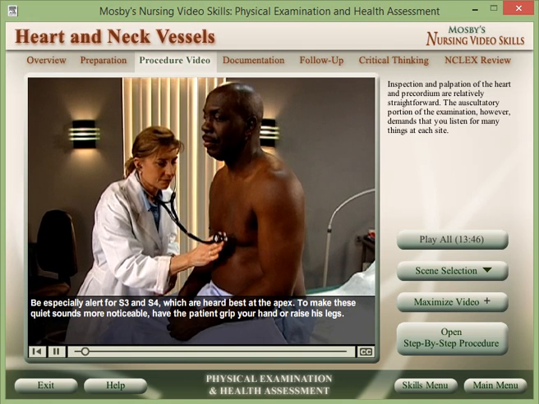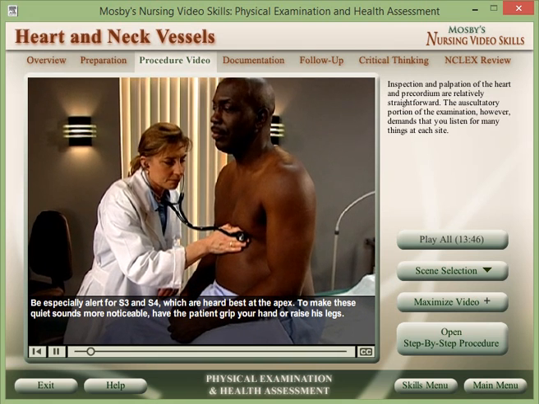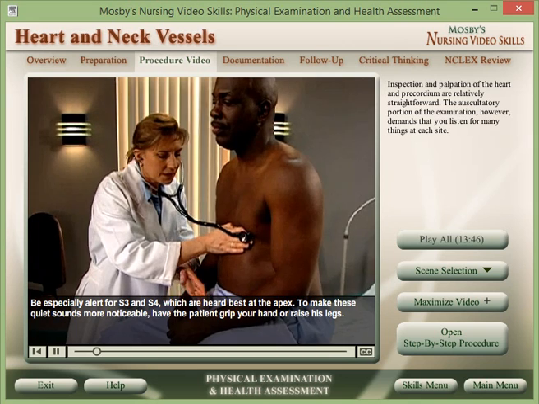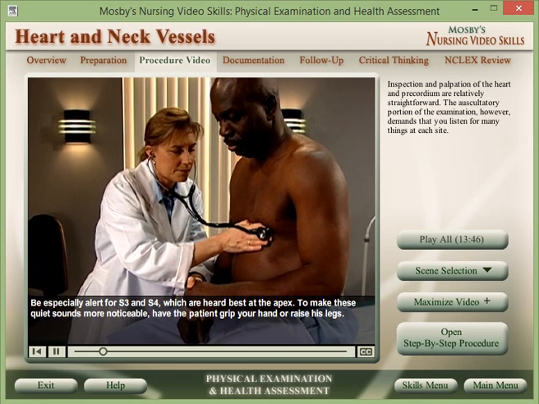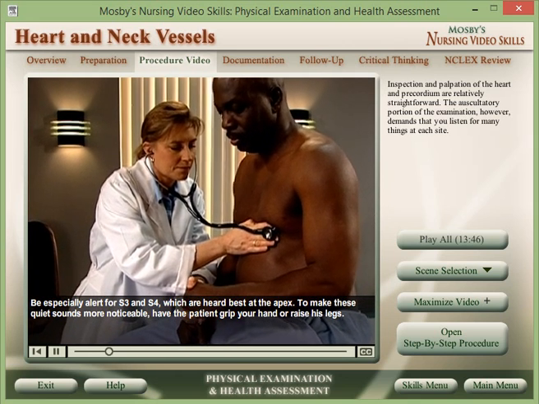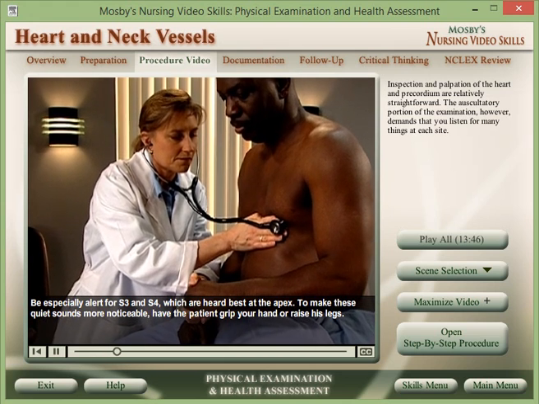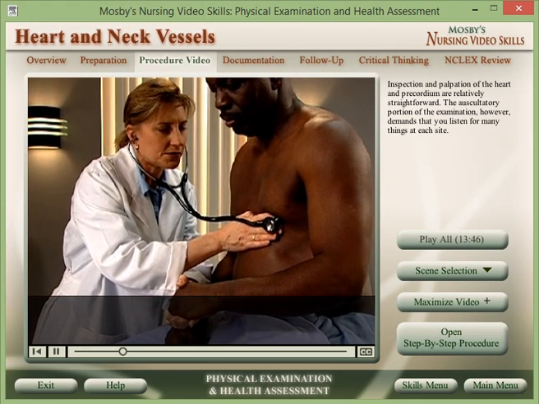Be especially alert for S3 and S4, which are heard best at the apex. Squeeze my hand firmly. To make these quiet sounds more noticeable, have the patient grip your hand or raise his legs. 2 more times first.